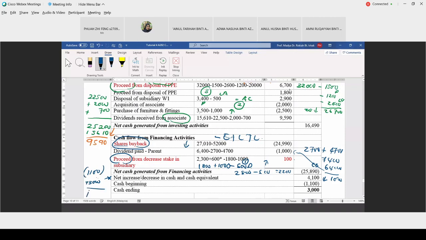So any questions that you have for question 3? Okay, so once you have a disposal, it means that you need to minus. When you acquire, you need to plus. Okay, the same thing that you have for question 2. So any question for question 3?